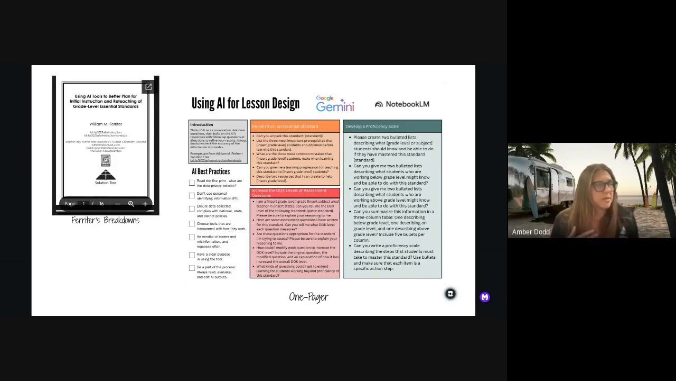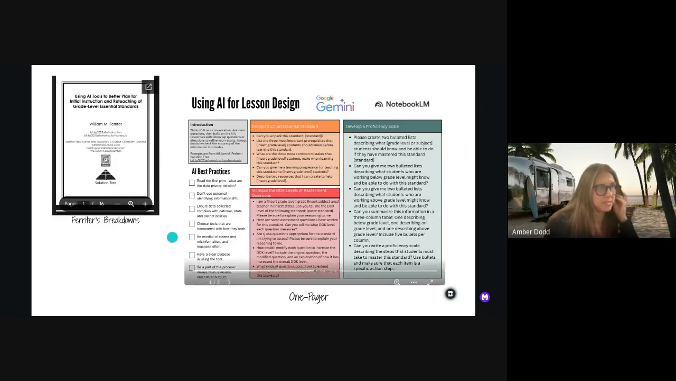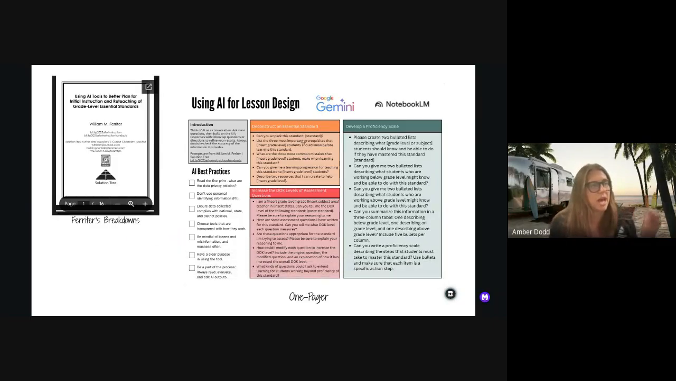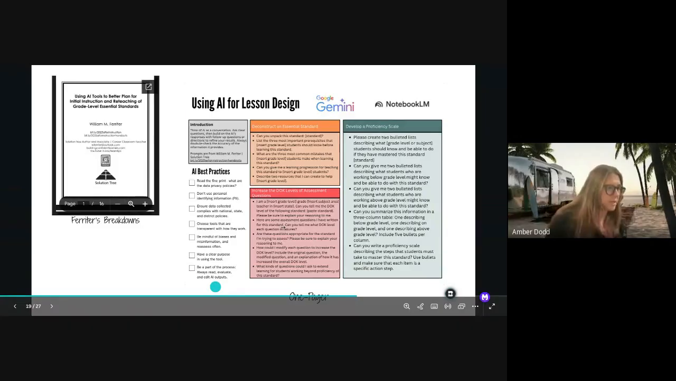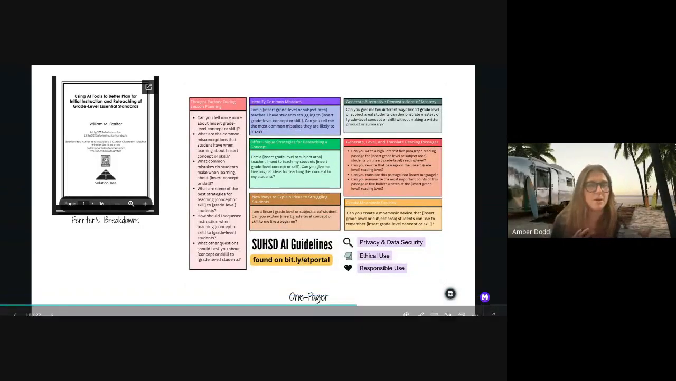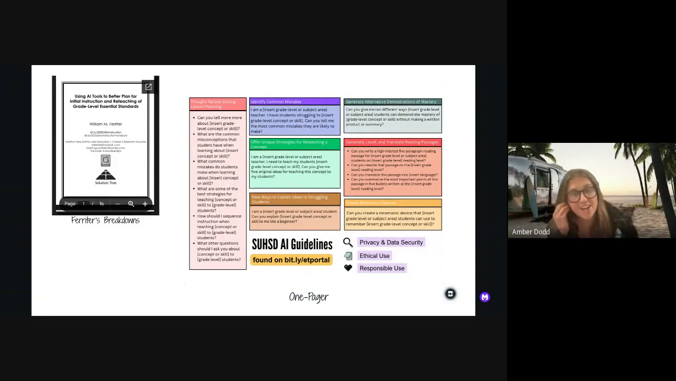There are a couple of ways we can use AI for lesson design. How can we deconstruct an essential standard? How can we increase the DOK levels of assessment questions? How can we develop proficiency skills? And thinking about AI as a thought partner. If you want a hard copy, just email me, or I'll try to get down your names, and I'll make sure you get that hard copy.